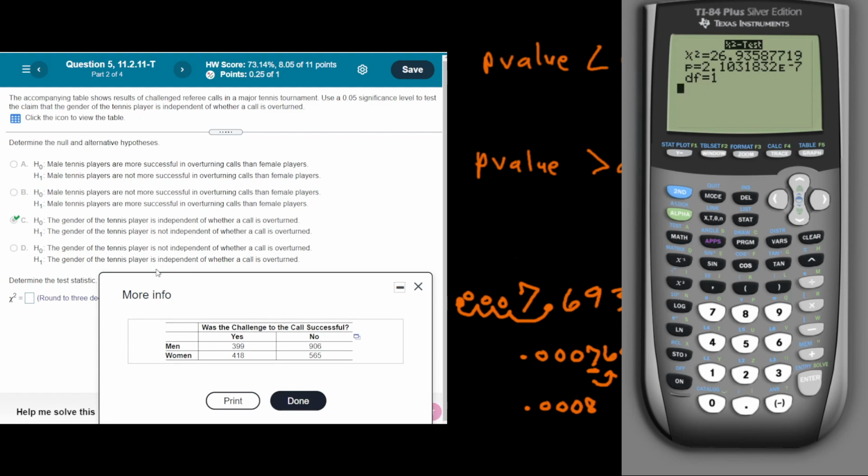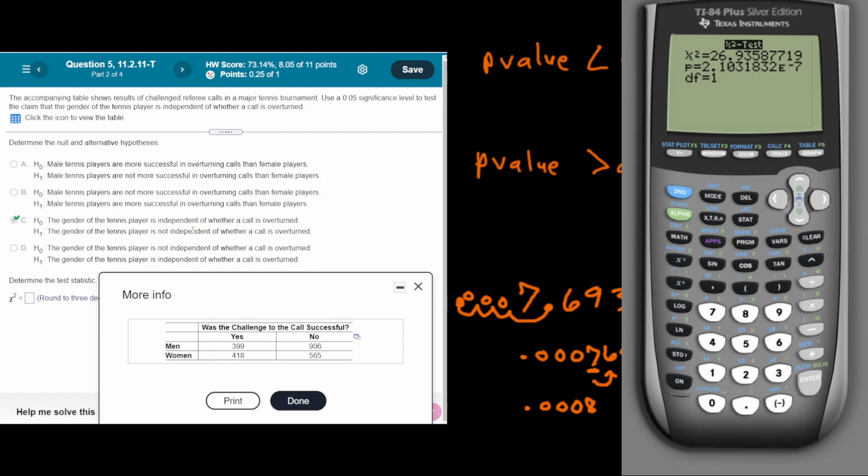So gender is definitely one of the categories. The gender of the tennis player, that's the row, is independent of whether a call is overturned or not. Was a challenge to the call successful? That is what they call overturning. If you're not really great with the English language, it's kind of hard to follow, and I kind of hate that. But that's the idea here.